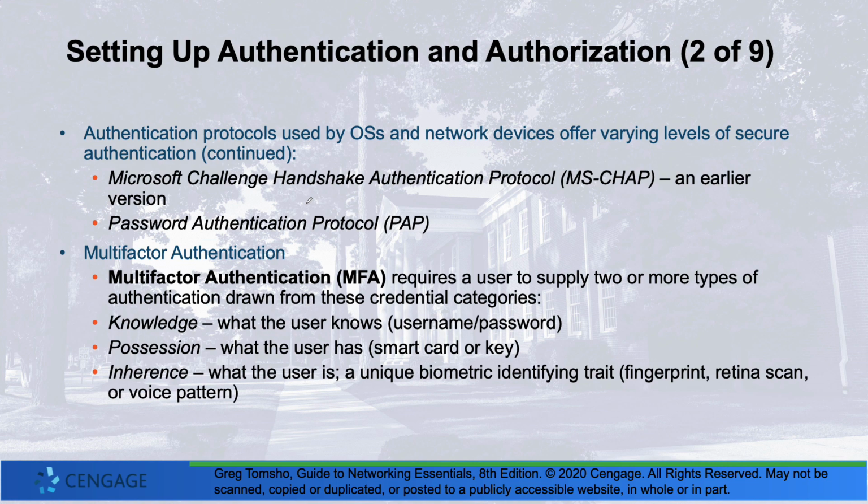And then it's going to also have a credential category that is called possession, or something that you have. So if you have a smart card, like your credit card with a chip in it, or a HID card, which is one of those contactless cards, or a good old-fashioned key, that's going to be something that you have.